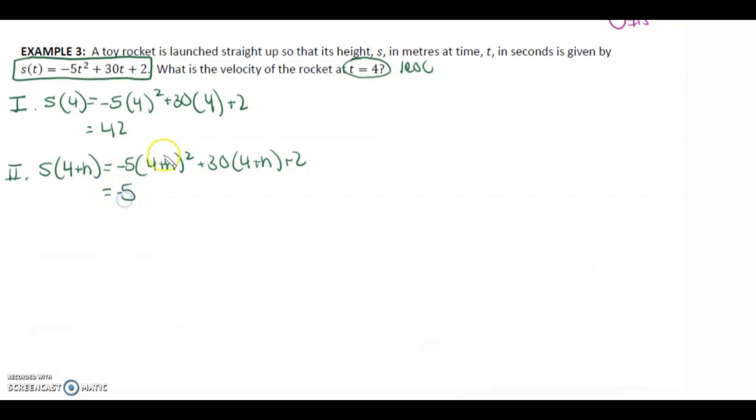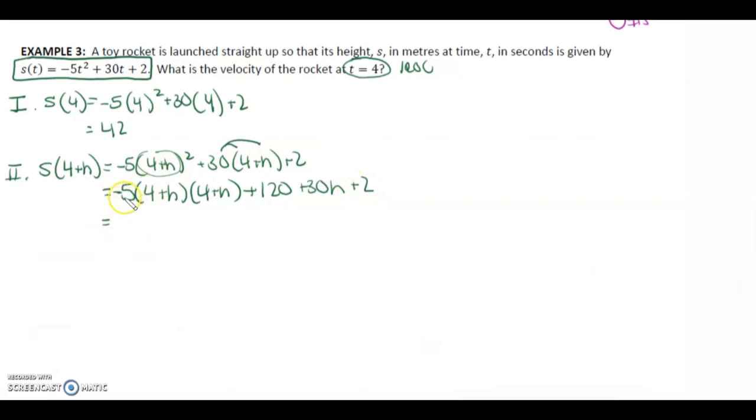Okay, so negative 5. When we have a binomial and we square it, we want to expand this. So I'm going to first rewrite this as 4 plus h times 4 plus h. I'm going to expand this one as is. So 30 times 4 is 120. 30 times h is 30h. 1 plus 2.